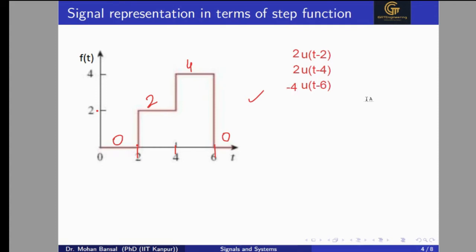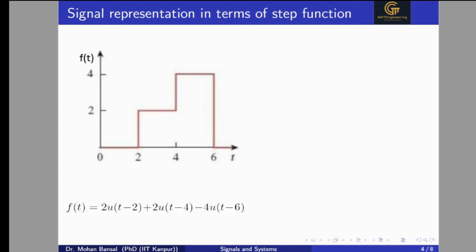Now we'll add all these three signals. So we will get 2 of u of t minus 2 plus 2 of u of t minus 4 minus 4 of u of t minus 6. So you will have to check by what amount the step signal is changing. Here signal is changing by amount of 2. So we are getting 2. Here signal is changing by amount of 2. Signal is increasing, so we will take plus 2. At t equal to 6, signal is decreasing by amount of 4. So we will get minus 4 here. So this is the criteria to select to represent the signal in terms of the step function.